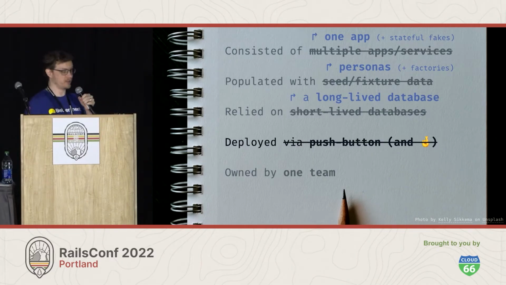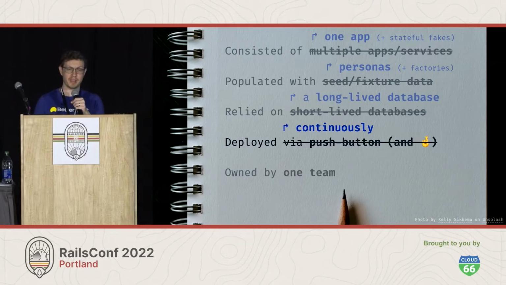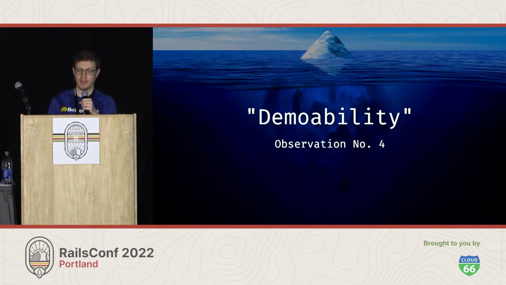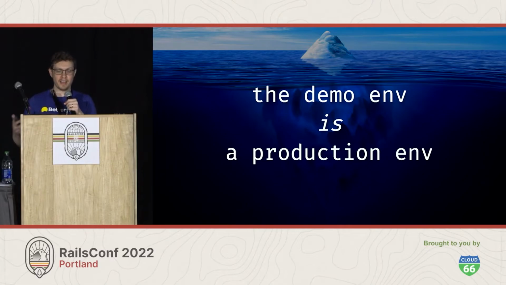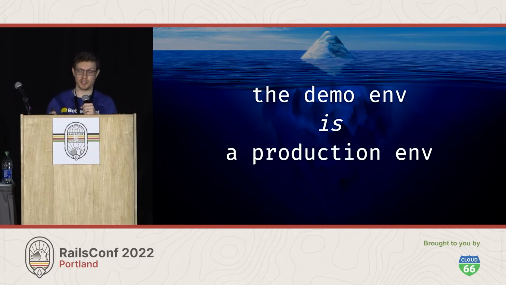And so instead of push-button deploys, we were deploying continuously and really benefiting from it, just like in our production environment. And that's actually the next iceberg observation. I would argue that the demo environment is a kind of production environment. Because if you're running live sales demos, like in front of real audiences, then that's a production app, and it deserves production-like uptime guarantees.